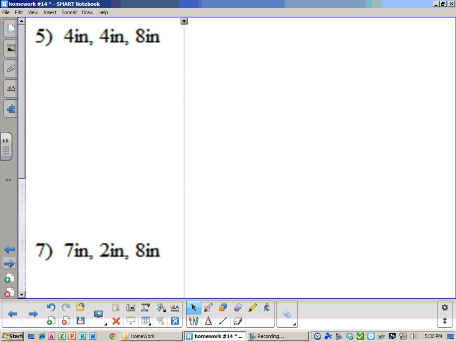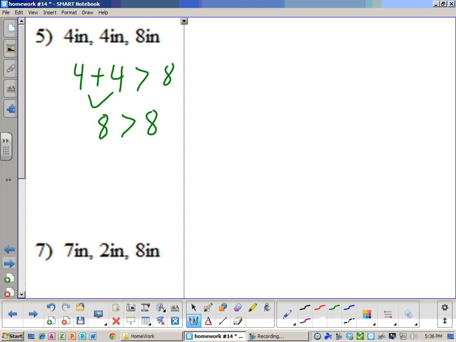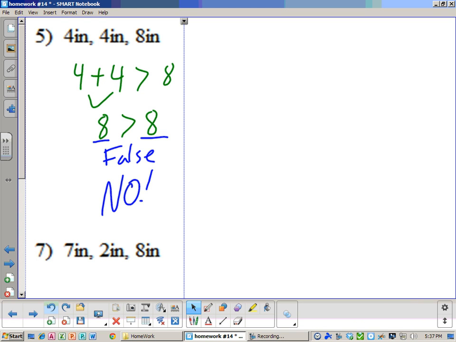Moving on. Number 5, see it this time. 4 plus 4 greater than 8. Well, 4 plus 4 is 8. Is 8 greater than 8? Now, some of y'all might say yes, but be careful. I did not put a bar underneath it. I didn't say greater than or equal to. I just said greater than. So, in fact, this is false. This is a no. It cannot make a triangle. It is impossible for 4, 4, and 8 to make a triangle because 8 is not greater than 8. 8 is equal to 8, but not greater than.